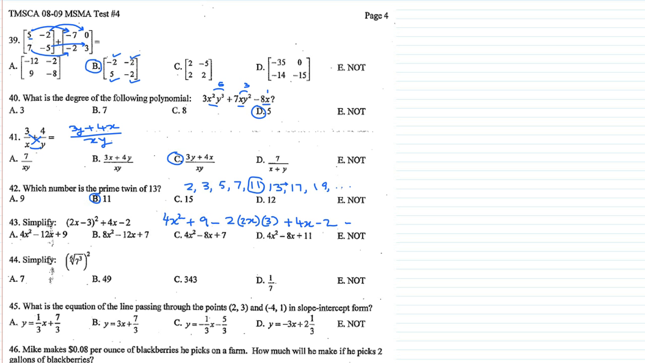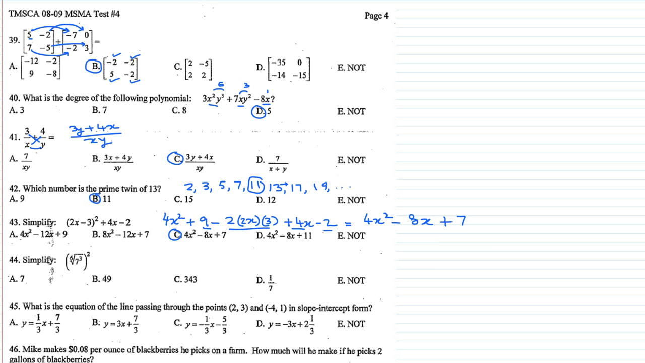So this can be written as 4x square, and then 9 minus 2 is 7, so I'll just write plus 7 over here. And then we have minus 2 times 2x times 3, so this will be minus 12x, and then we have plus 4x, so we write minus 8x. So the answer is 4x squared minus 8x plus 7. So it looks like answer C is the correct answer.